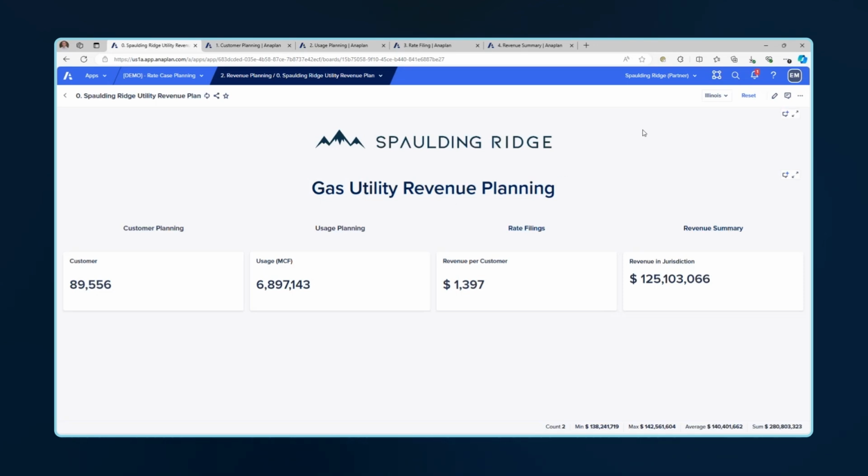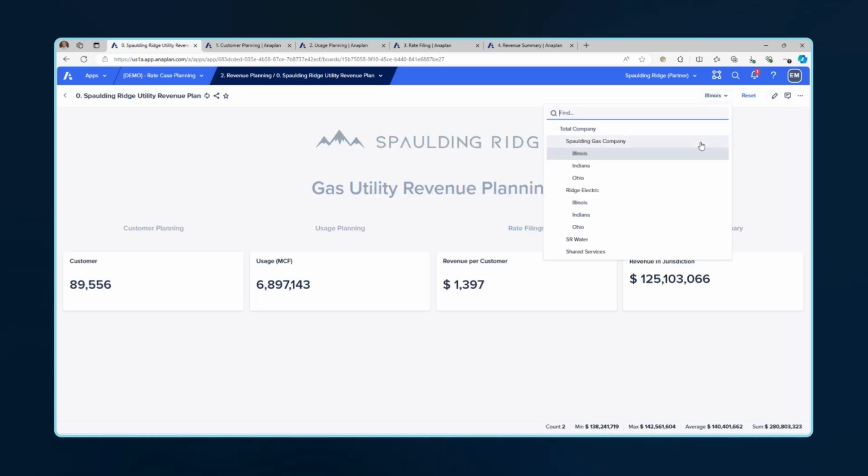So what you'll see here are some KPIs that will bring us into the different planning elements: customer planning, commodity usage planning, rate filings that ultimately will generate a revenue plan over a 3-year outlook. In our company, we have a Spaulding Gas operating company, operating in Illinois, Indiana, and Ohio across 3 states. We've got an electric operating company, same operating area. We've got a water company and a shared services department that operates over the top of all 3 operating companies.